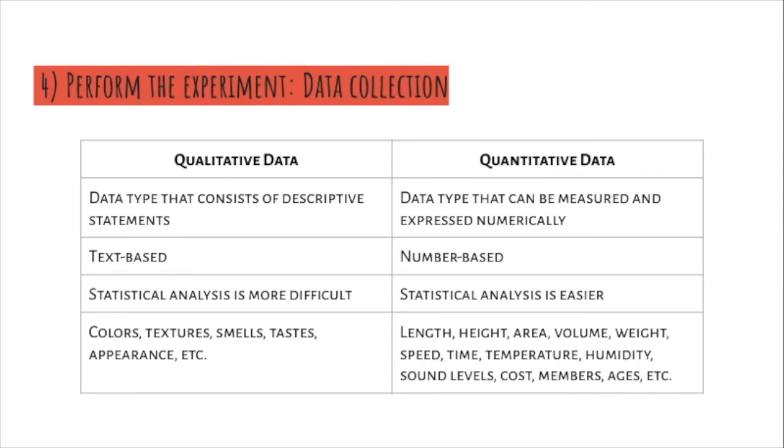Qualitative data is the data type that consists of descriptive statements. They are text-based and include descriptive words such as color, texture, smell, taste, and appearance. On the other hand, quantitative data is the data type that can be measured and expressed numerically. This type of data is number-based and includes things like length, height, area, volume, weight, speed, time, and temperature.